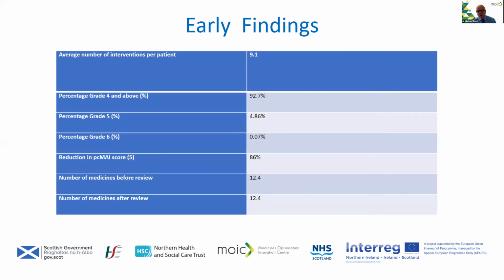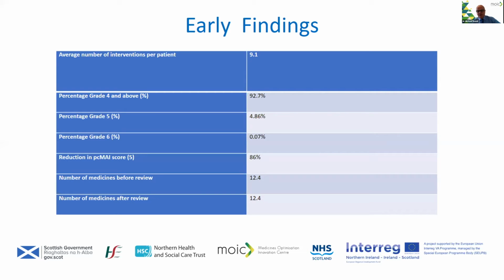What we're finding to date is the average number of interventions per patient is 9.1. That highlights the scary numbers that were highlighted at the start in terms of the problems we have. 92.7% were grade 4 and above, which is higher than we would have thought. We typically aim for 75%. 4.86% is about grade 5, that's preventing major organ failure, and potentially preventing fatalities, 0.07%, which is encouraging.